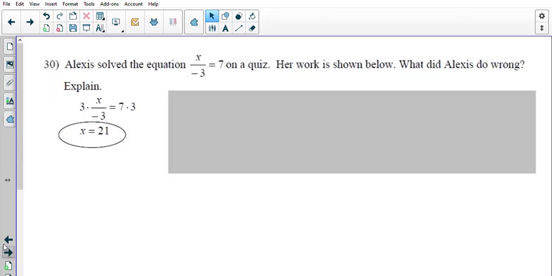All right, number 30. Alexis solved the equation x over negative 3 equals 7 on a quiz. Her work is shown below. What did Alexis do wrong? Explain. So if you recognized that Alexis should have multiplied both sides by negative 3 instead of positive 3, you're correct.